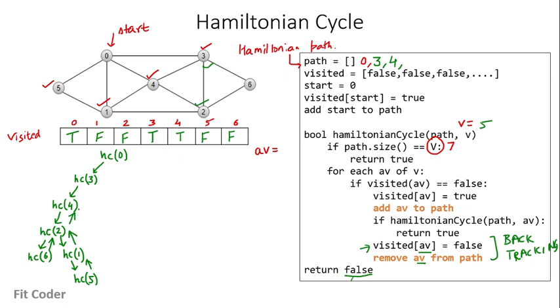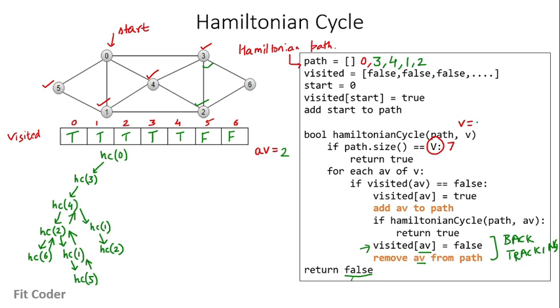Then we come to this HC4. So for 4, the adjacent vertex which is left is 1. So AV will become 1 and we'll mark visited 1 as true and we'll add 1 to the path. And from here we'll invoke Hamiltonian cycle for 1. So V becomes 1 and for 1 we'll check what the adjacent vertices are. So the adjacent vertices which are left are 2 and 5. So let's say for 1 we first try with 2. We mark 2 as visited and we add 2 to the path and we invoke HC2.